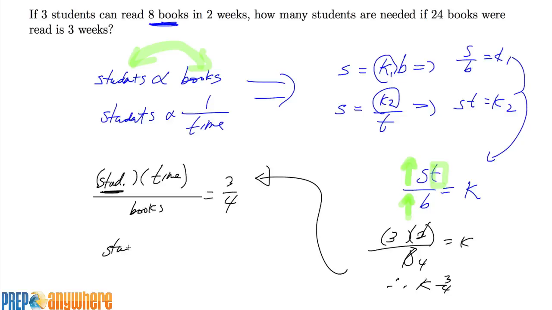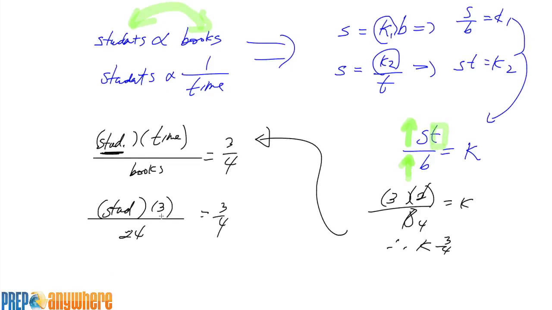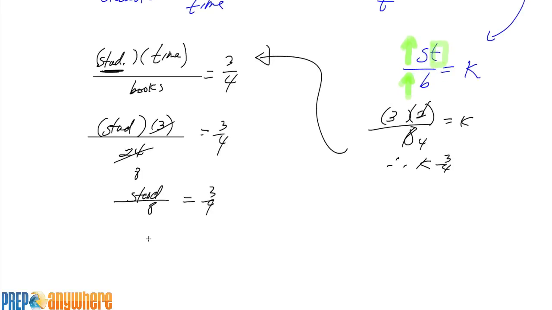So students, we have 24 books, and time is 3 weeks. Okay, so that means, let's reduce. You get students over 8 is equal to 3 over 4. Let's multiply both sides by 8, and you get 3 over 4 times 8, reduce, and we get 6 students.